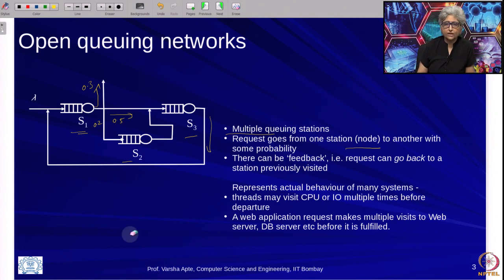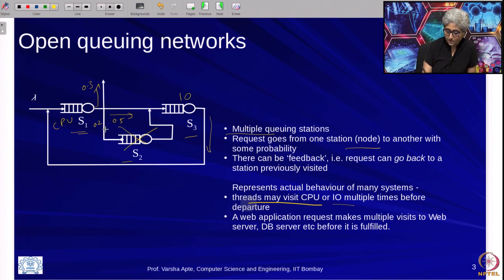So, what are the applications under which this is possible? We had discussed this in last lecture also. For example, threads or processes may visit CPU or IO multiple times. Certainly a process will not visit the CPU only once and the IO only once. It may have multiple bursts of CPU and IO. This is how interactive processes are. Let us say this is CPU and this is IO. This is a typical visiting routine that any process does, some CPU, some IO, some CPU, some IO.